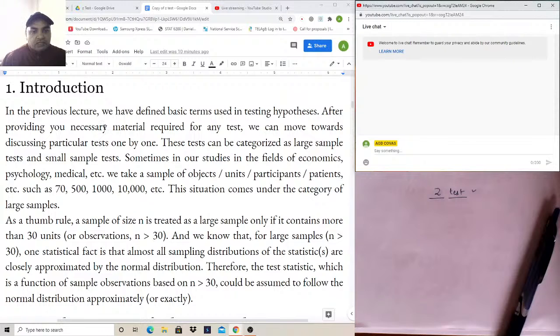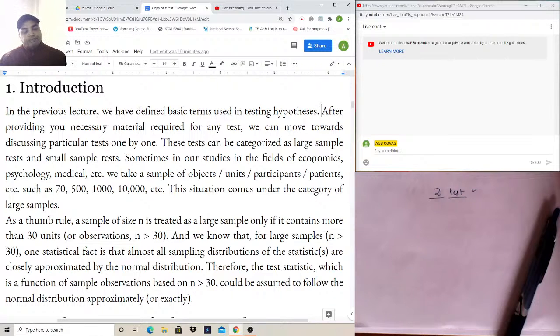In the previous lecture, we defined the basic terms regarding the testing of hypothesis. To cover the syllabus which was left in the last two classes, we will be having two sessions today. In two sessions we will complete the Z test, and from tomorrow we will start with the t test.